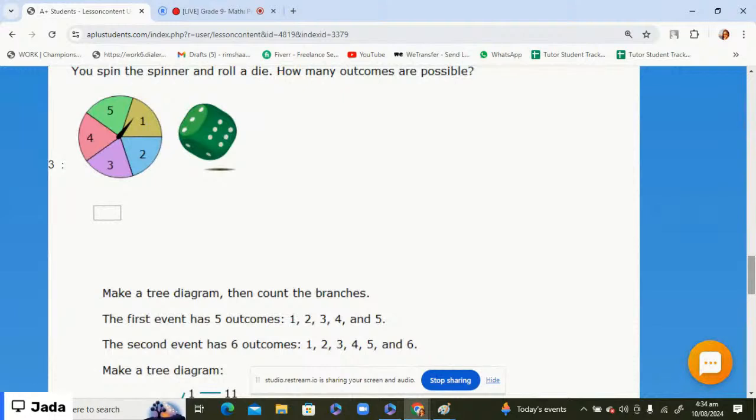Okay, now you guys tell me this one. You spin the spinner and roll a die, so how many outcomes are possible?